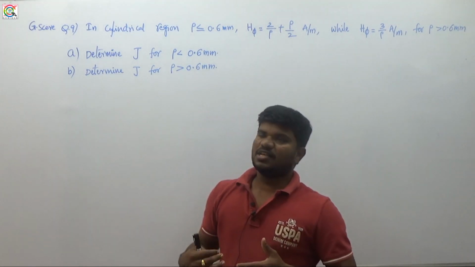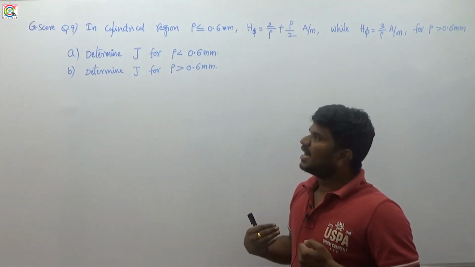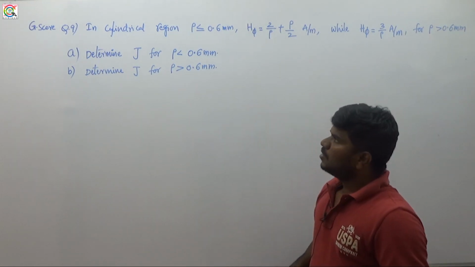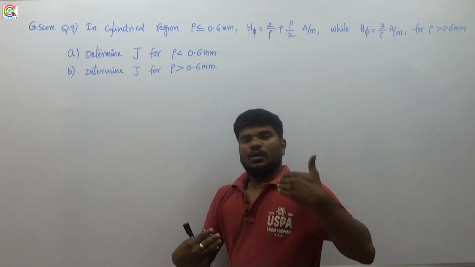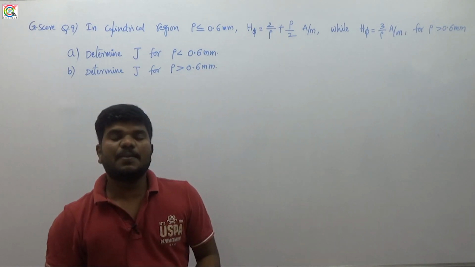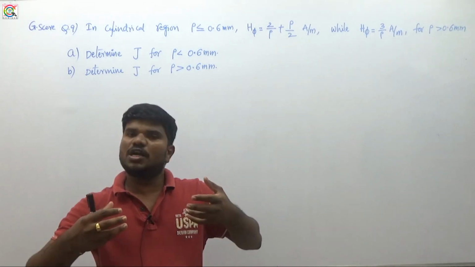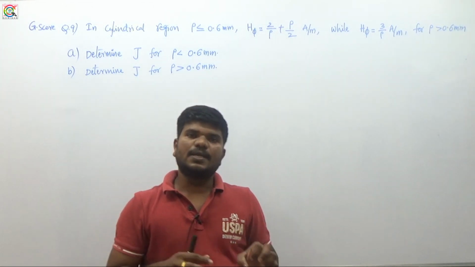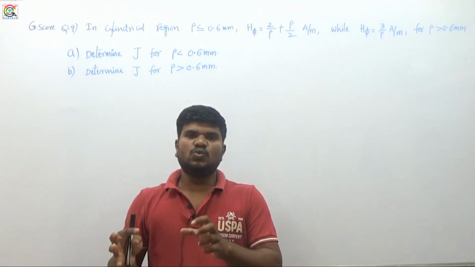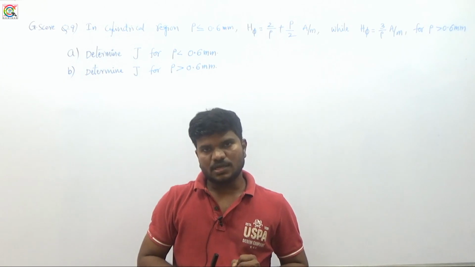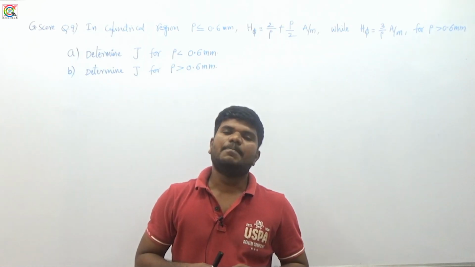So the next question in the GATE series is based on how the current density is related with the magnetic field intensity. From Maxwell's equations we already know that the current density J is equal to del cross H, the magnetic field. It is the point form of Maxwell's equation.